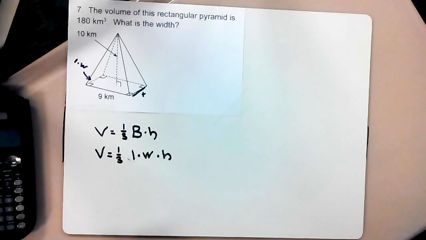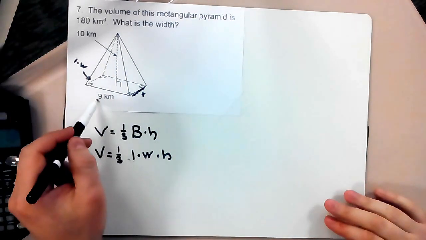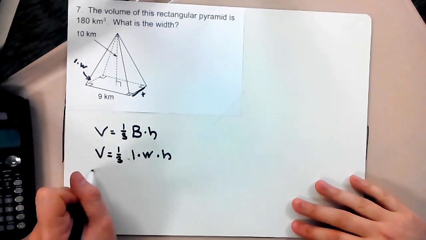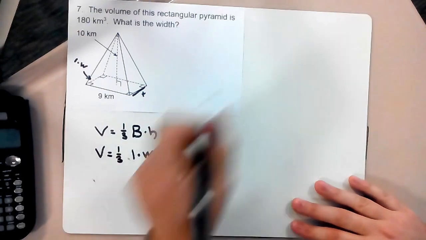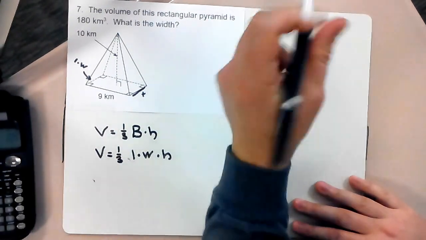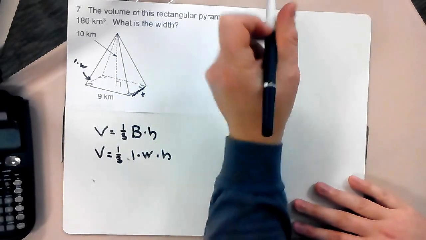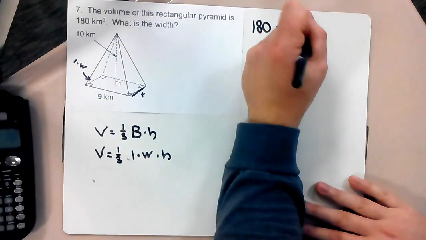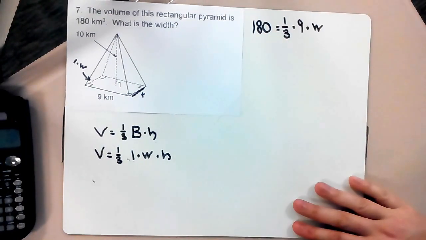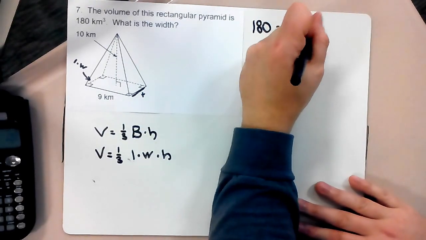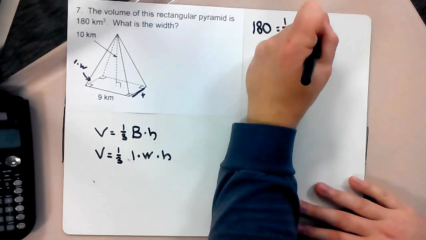Okay, let's plug in the information I have. I have the height, I have one dimension, and I have the volume. So I'm going to do that. Let me do that up here so I have the room. I'm going to say 180 equals 1/3 times 9 times W, or x. I guess I could make that x. That'll make my life a little bit easier. Times 10.